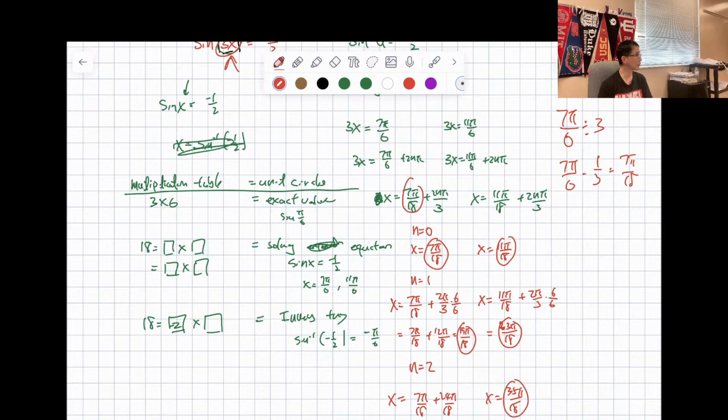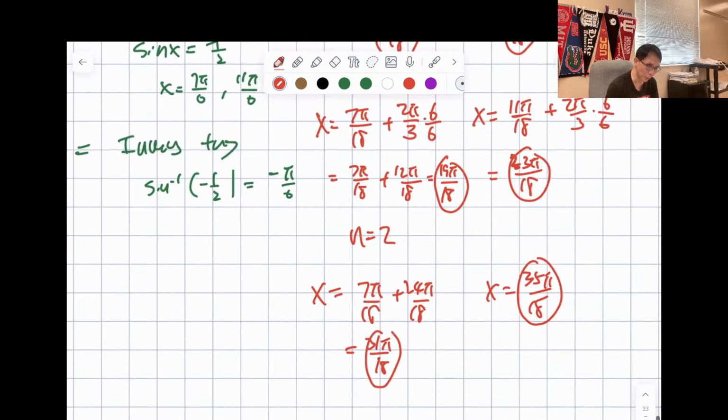Yes. What are the answers for n equals 2? N equal to 2 is going to be 31 pi over 18 and 35 pi over 18. Now you're going to say, hey, Mr. Ye, how do I know when to stop? Well, you can stop at 6 solutions. Another way to stop is before 2 pi. If you think about it, 2 pi is equal to 36 pi over 18, so 35 pi over 18 is the last one that you can get.